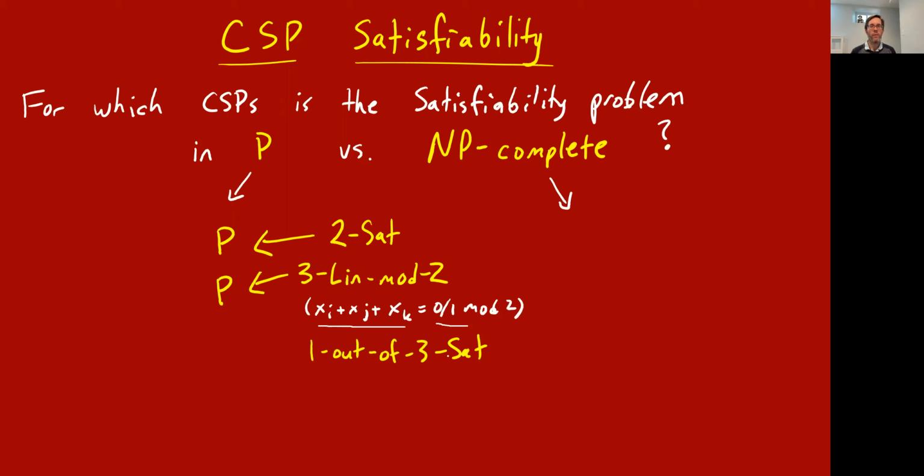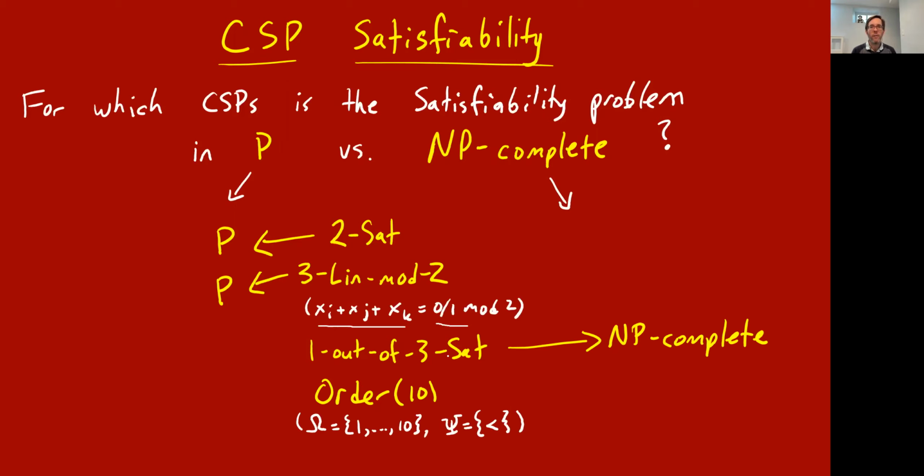What about 1-out-of-3-SAT, where in each clause, instead of trying to get at least one literal true, you're trying to get exactly one literal true? P or NP complete? Turns out it's NP complete. What about this CSP called order 10? This is the problem where every variable can be assigned a value between 1 and 10. There's only one constraint type. It's the less than constraint.